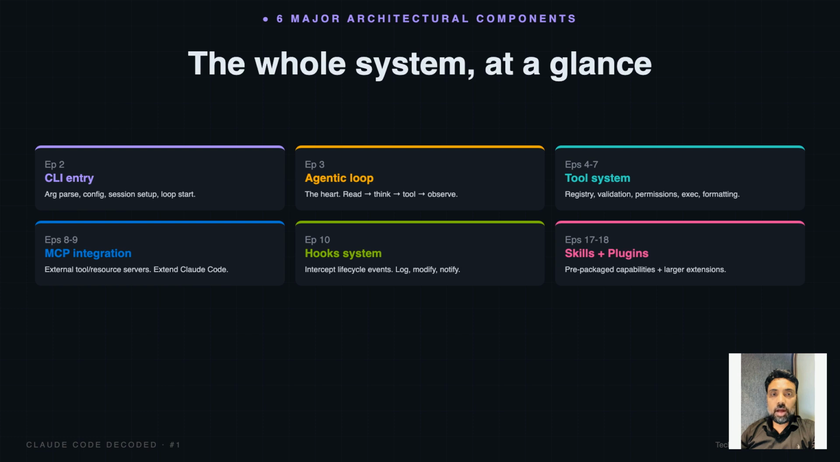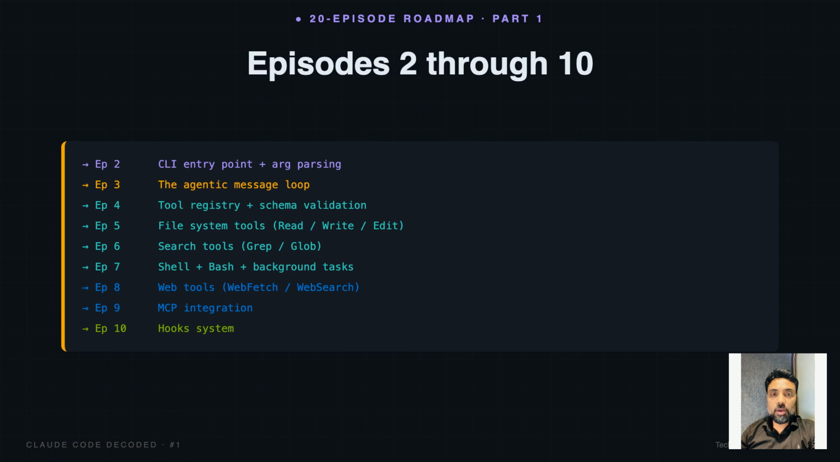3, the tool system. There are about a dozen built-in tools plus a registry for additional tools loaded from MCP servers or plugins. The tool system handles tool registration, schema validation, permission checks, execution, result formatting, and error handling. We cover this in episodes 4 through 7. 4, MCP integration. Model Context Protocol is how Claude Code talks to external tool servers. Claude Code can connect to many MCP servers, each providing additional tools and resources. We cover this in episode 9.